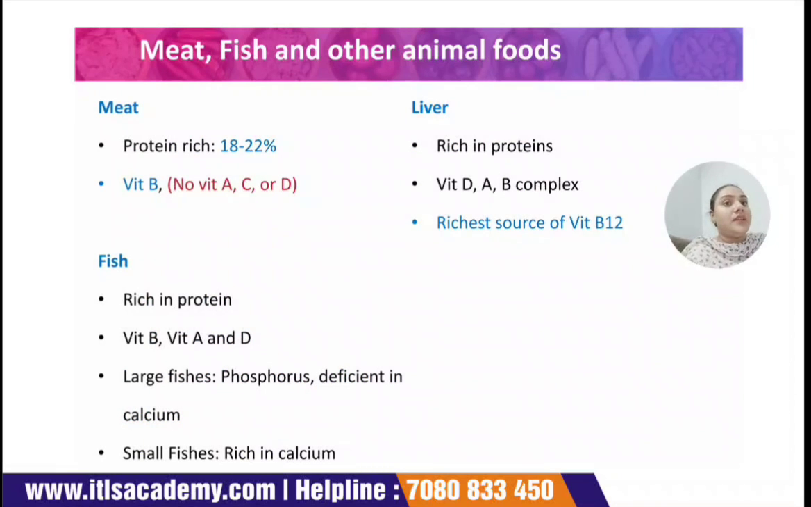Then meat, fish and other animal foods like meat are richer sources of protein. They are also a rich source of vitamin B, but they lack vitamins C, A and D. If you talk about fish, they are rich in protein. Fish is very good for your eyes because it has lots and lots of phosphorus, but it is deficient in calcium content. The smaller fishes are rich in calcium. Fishes are rich in protein as well.